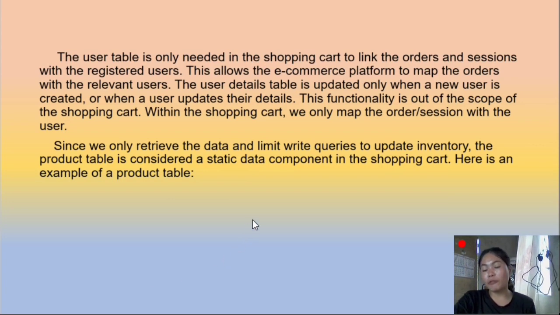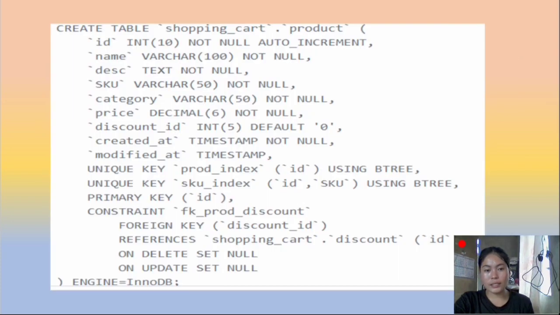Here is an example of a product table. Create table shopping cart, then product. Then ID, which is an int, not null, auto increment.